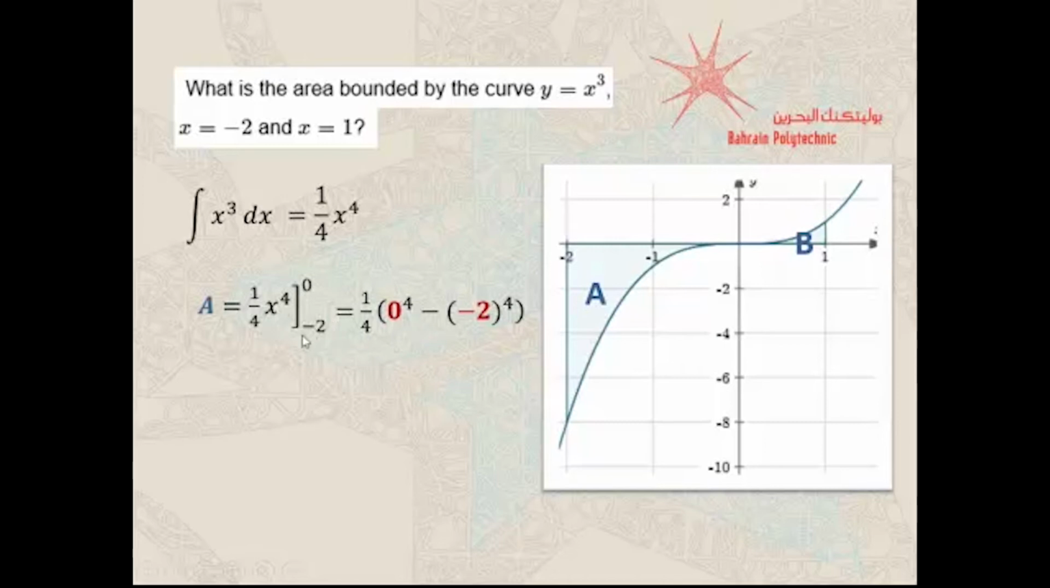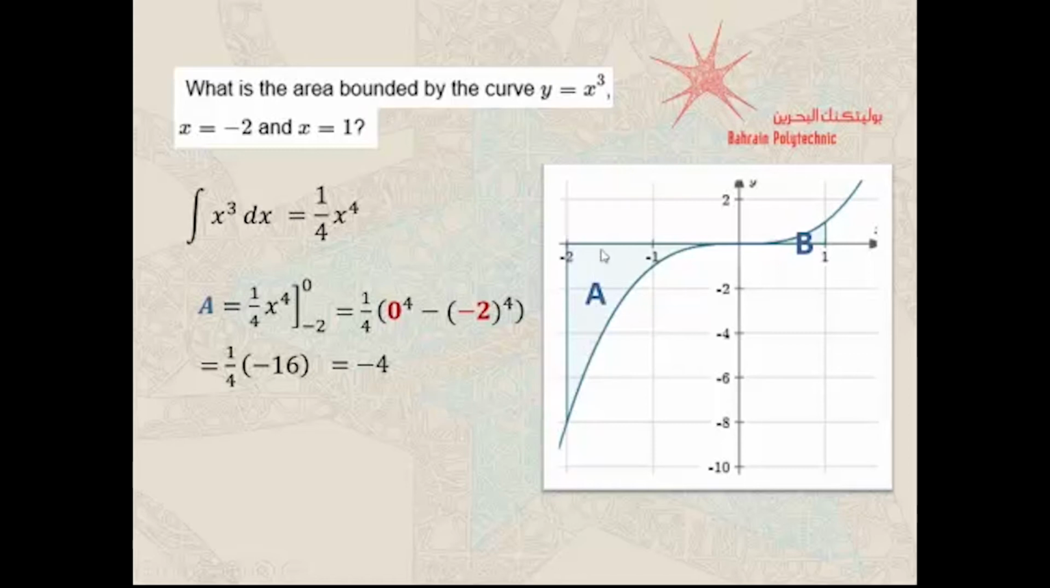Minus, then I'm going to substitute with the lower limit. So instead of the x, I am going to put -2. Do the math, you get 0 minus, and this is going to be equal to positive 16. So the entire thing is going to be equal to -16 right here. -16 multiplied by a quarter. I can do some simplification, so I divide by 4, I get -4.